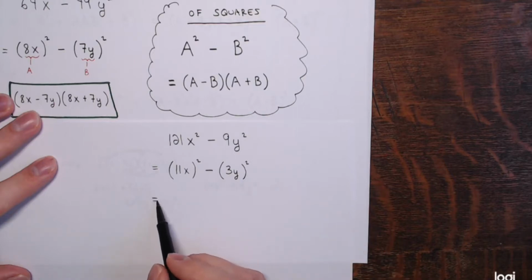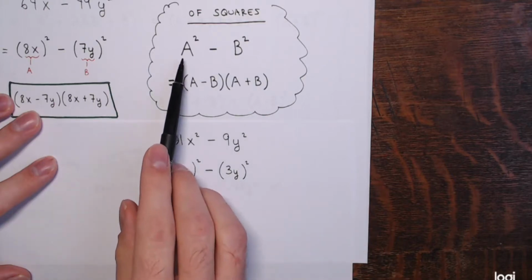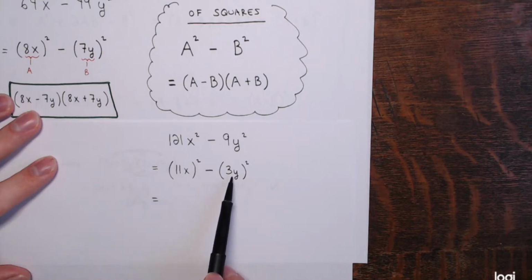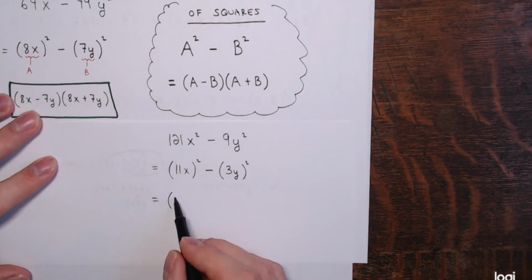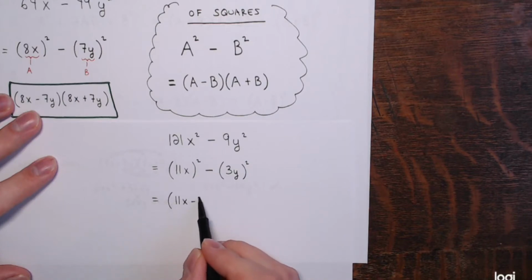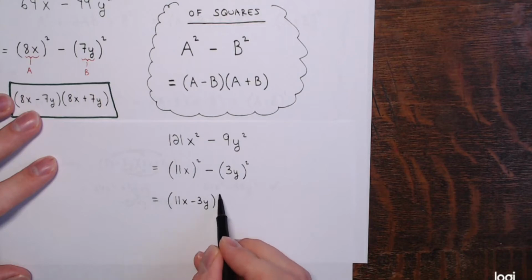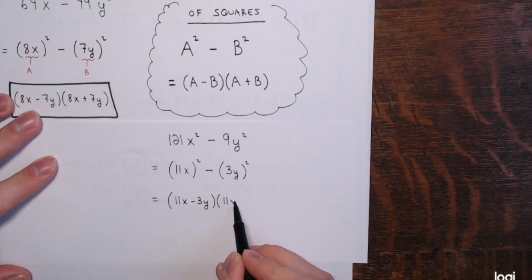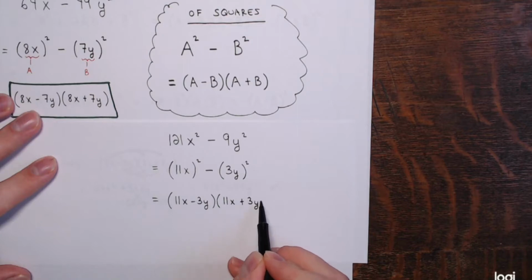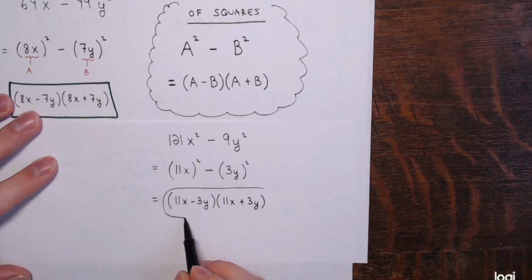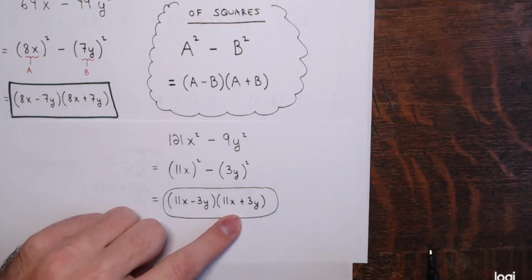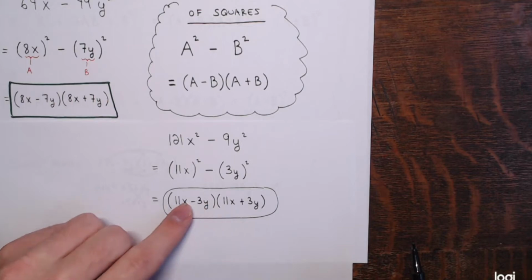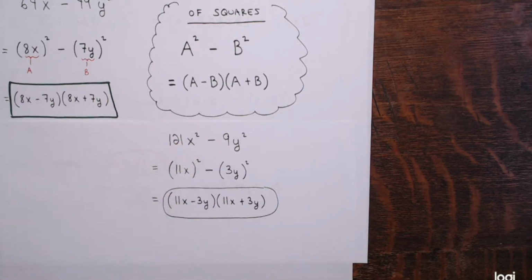So I treat 11x like the a, and I treat 3y like the b, and factor, a minus b, 11x minus 3y, multiplied by a plus b, 11x plus 3y. And again, please don't forget to check these. I haven't been checking them because I know I'm doing them right, but you should be checking your results when you're first learning. Multiply them and see that you get 121x squared minus 9y squared back. All right, but this is what I'm going to type, what I just circled here.